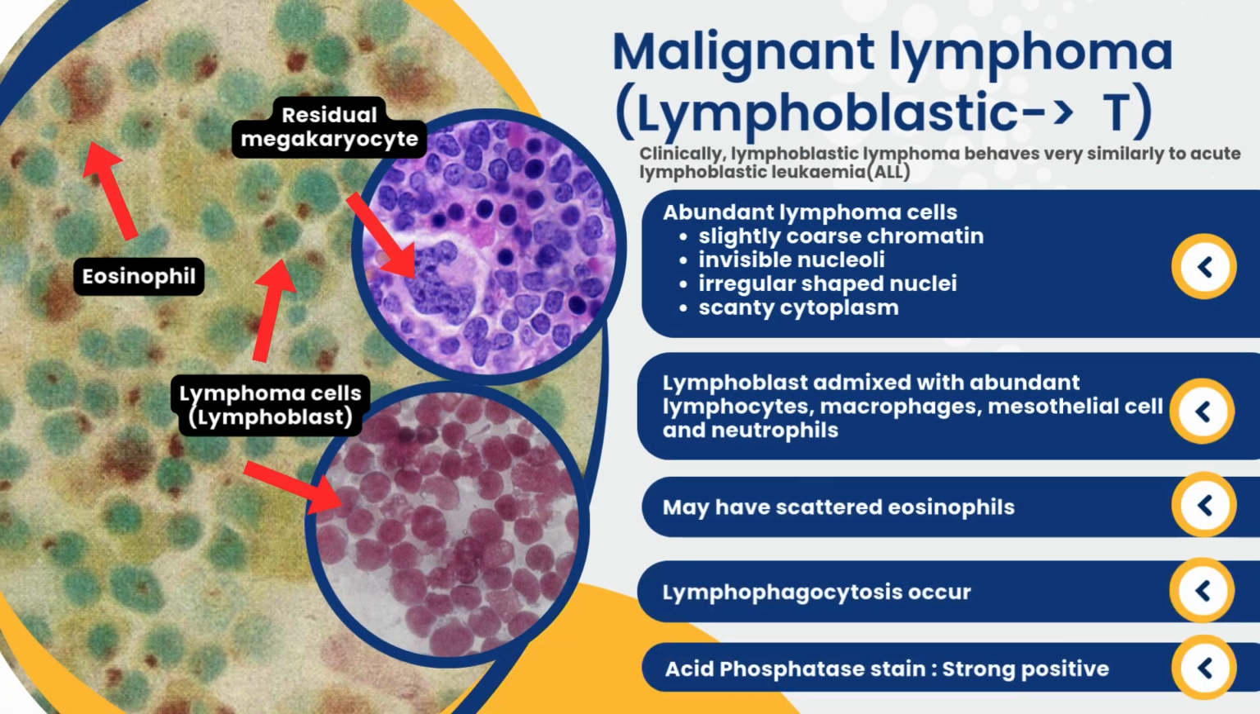Lymphoblastic lymphoma from T-cell is almost similar to B-cell lymphoblastic. The lymphoblast is admixed with abundant lymphocytes, macrophages, mesothelial cells, and neutrophils. Some cases contain scattered eosinophils. Some cells also undergo phagocytosis. When stained with acid phosphatase, it gives a strong positive signal.